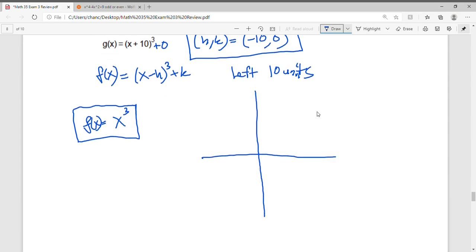So we have something like this: 1, 2, 3, 4, 5, 6, 7, 8, 9, 10. And this is our inflection point, and we have that cubic function that looks like this. So it's just shifted to the left 10 units.